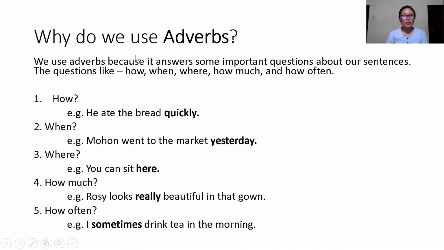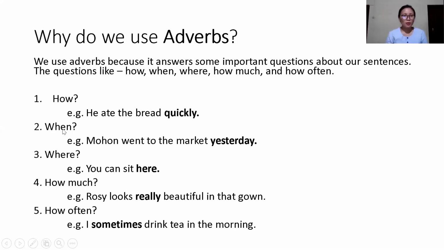Next we have, why do we use adverbs? We use adverbs because they answer some important questions about our sentences. The questions like how, when, where, how much, and how often. Let's see how adverbs answer the question how. Example, he ate the bread quickly. So how did he eat the bread? Quickly. So quickly answers the question how.